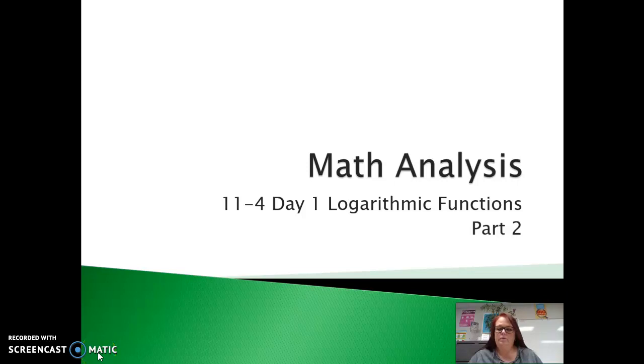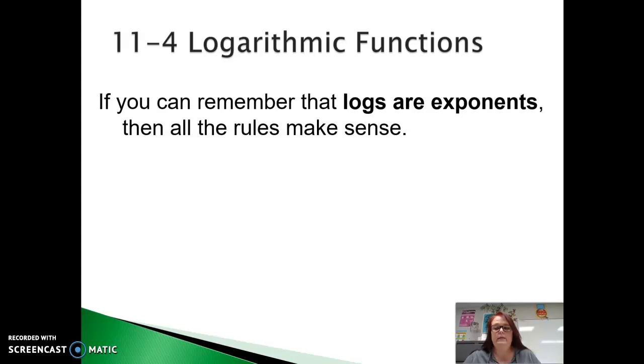All right, so in this portion of the video, we're going to be starting to learn how to deal with logarithms just the way they are, or how to solve for x. So like we said in part one, logs are just exponents. And if we can remember that, then all the rules start to make sense.